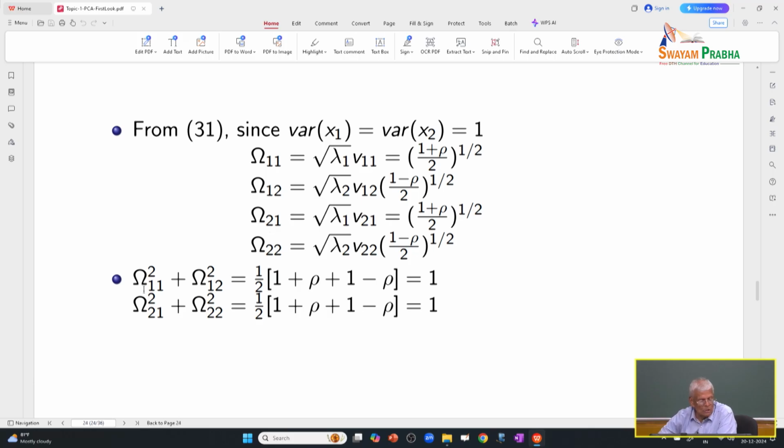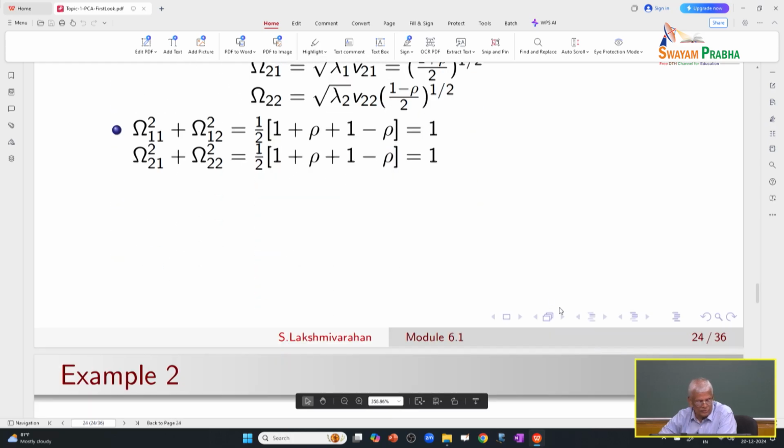So verify now: sigma 11 square plus sigma 12 square is 1 half of (1 plus rho plus 1 minus rho), that's 1. Sigma 21 square plus sigma 22 square again is 1. All the theory is now verified, established.